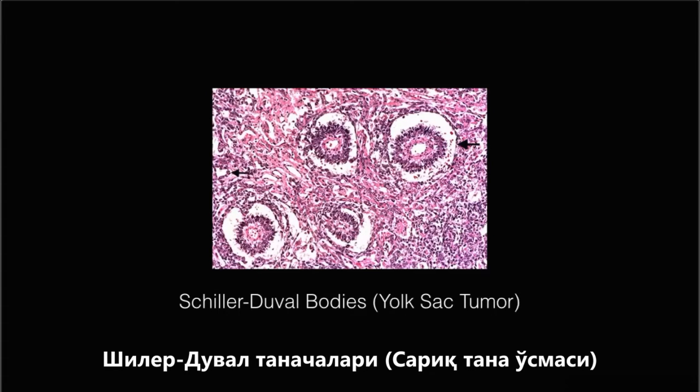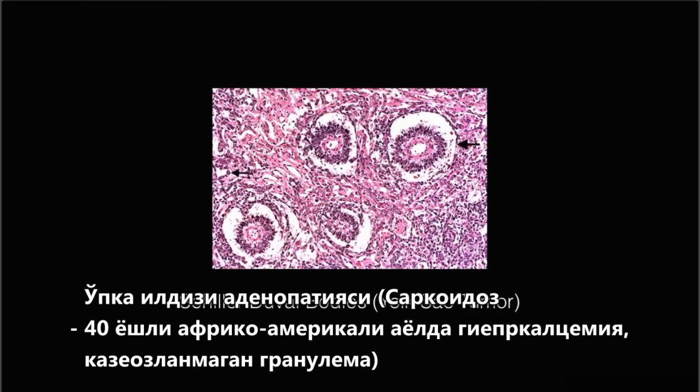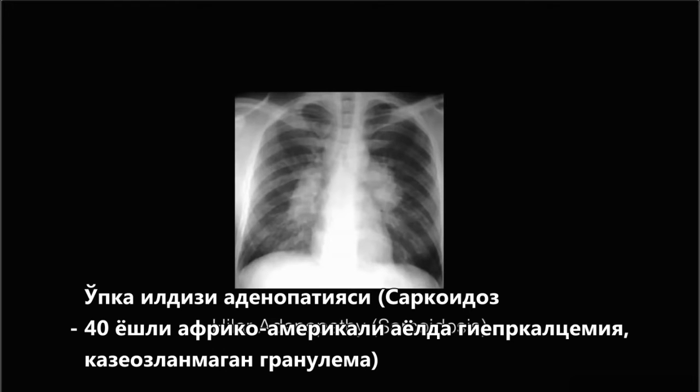Here's the Schiller-Duval body. Here we see multiple of them. This is found in the yolk sac tumor. Again, as I mentioned a few slides ago, with these rarer tumors, know the histology because you're very likely to see one of these. This is hilar adenopathy, classic of sarcoidosis.